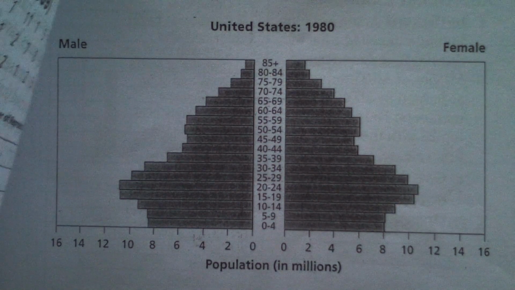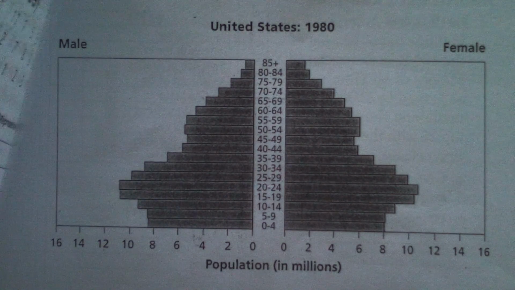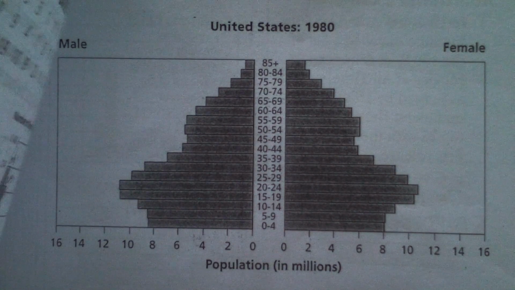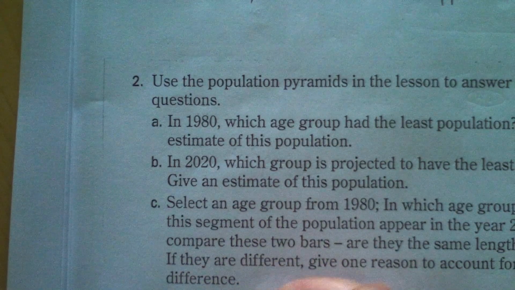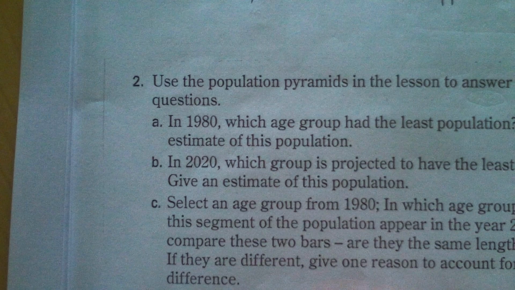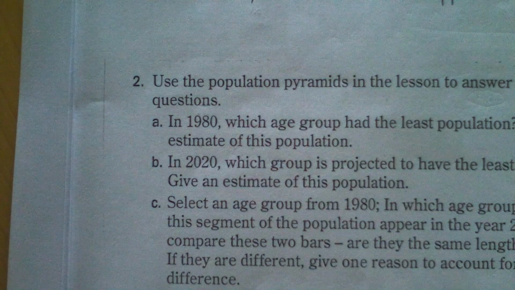So for A, we'll just go age 85 plus. And then they want us to estimate what those populations are. So I would just take whatever we think it is for the male side here, and it's all in millions. What do you think it might be for the male?